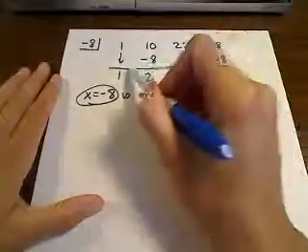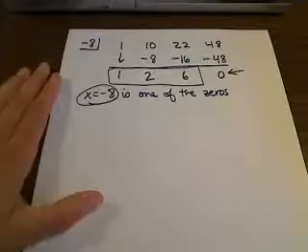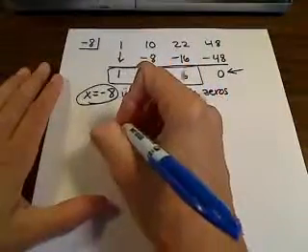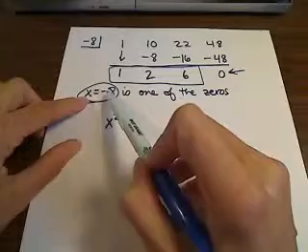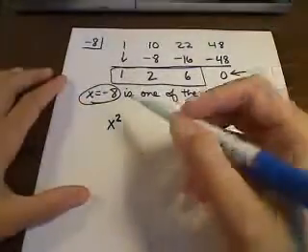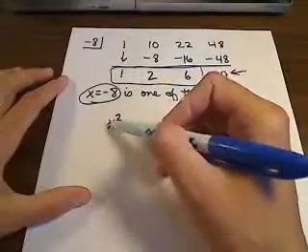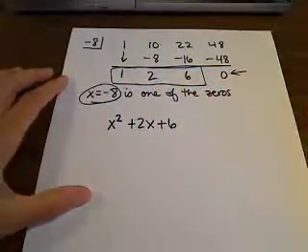What we're going to do is work with these coefficients and form what's called the depressed equation. The depressed equation takes these as coefficients and diminishes the power by 1. We started with an x cubed. When I've done synthetic division with x equals negative 8, that's a linear factor that I'm taking out of it. So the coefficient here would be 1x squared, plus 2x and plus 6.